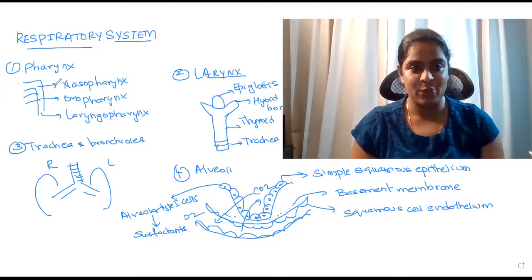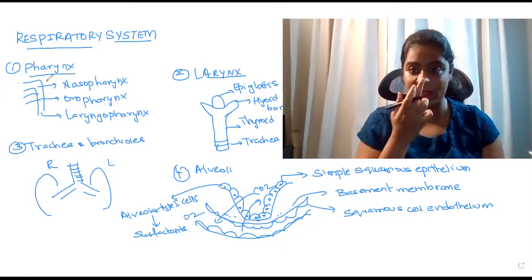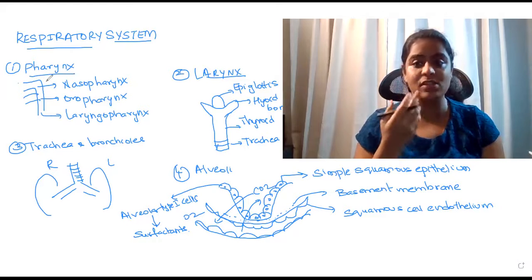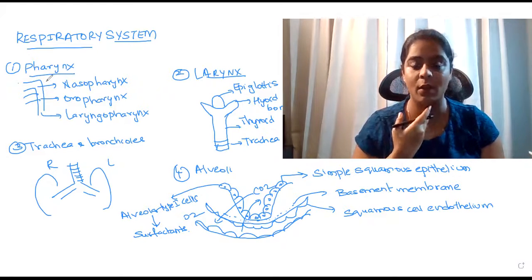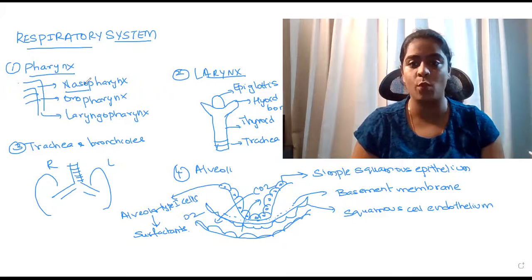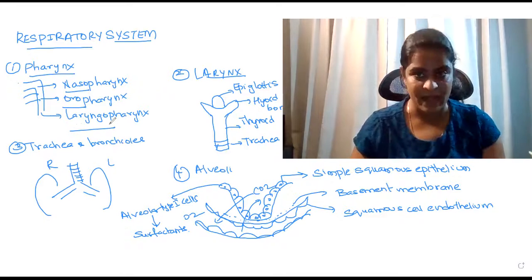First we are going to talk about the pharynx. The part behind the nose is called the nasopharynx, the part behind the oral cavity is the oropharynx, and behind the vocal cord is the laryngopharynx. As the name suggests, naso means nose, oro means oral cavity, and laryngo means larynx. So that is about the pharynx.